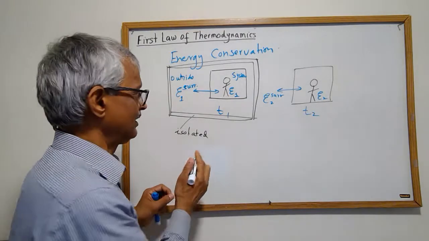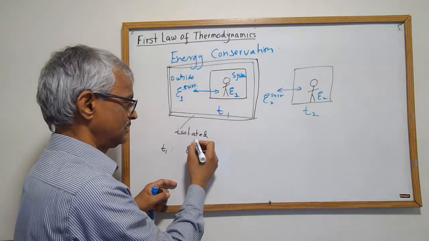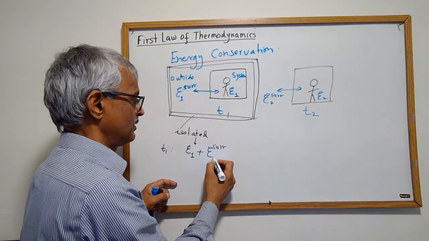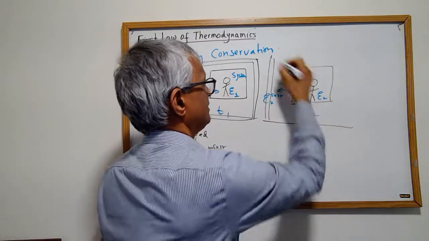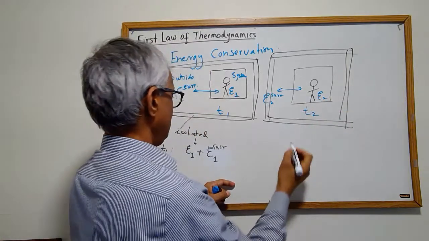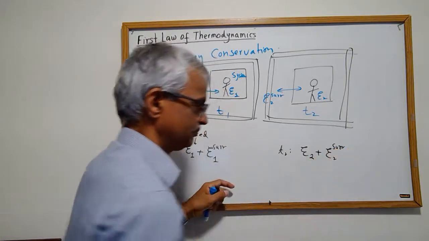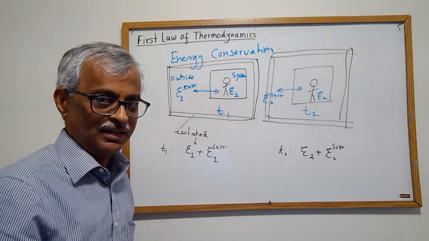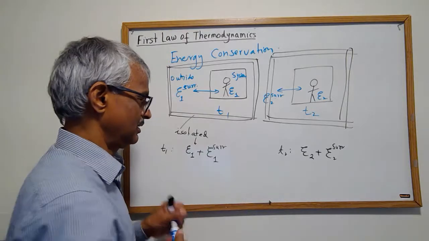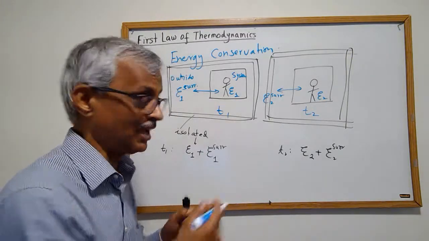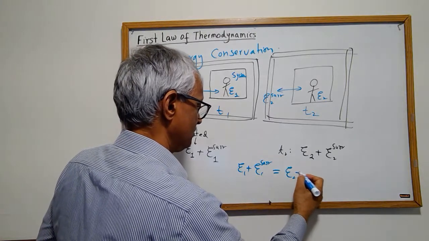So what we will say is, at time t1, this isolated system has energy E1 plus E surrounding 1. That will be the energy here. And the energy of the entire isolated thing at t2 will be E2 plus E2 surrounding. By energy conservation, we mean that the energy of this isolated thing here is the same as the energy over there. By conservation we mean that if I am able to account for every source of energy that happened. So we say E1 plus E1 surrounding is equal to E2 plus E2 surrounding.